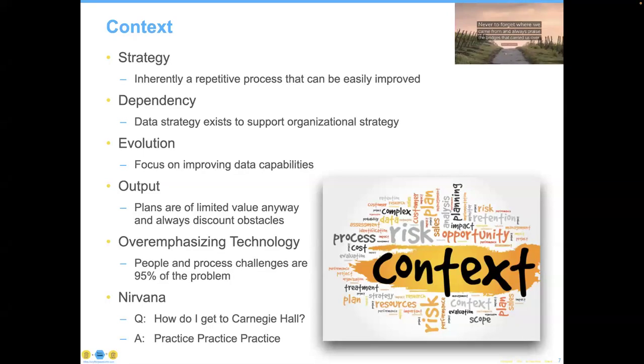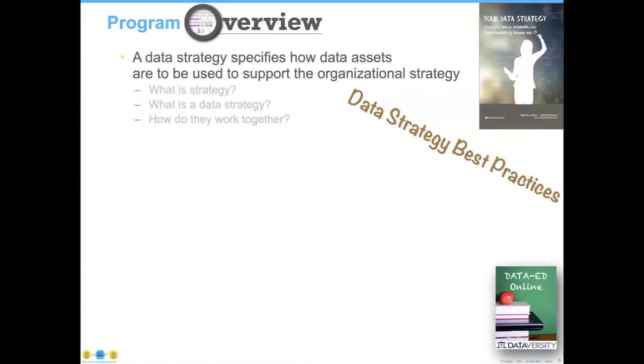One asks. If one is a musician, the answer is practice, practice, practice. So let's talk about what we're going to look at today. A data strategy specifies how organizational data assets are to be used in support of the organizational strategy. In other words, we've got this fuel, if you will, or soil, I like to call it, and we're going to use it in support of making our garden, our organizational garden, better. We're going to do it in this fashion here, and that'll be the first piece we jump into.